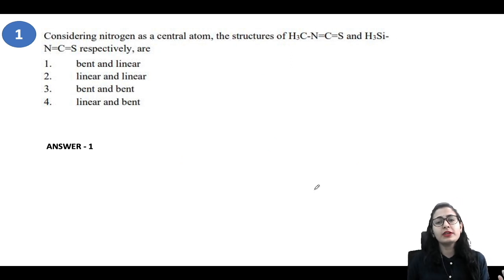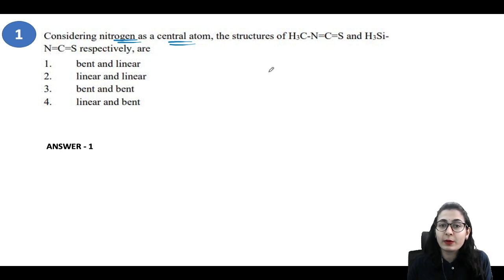Okay. So here you go. We are starting with section B questions and then we move onwards to section C questions. Also guys, there are a lot of questions, more than 40, so we are going to be discussing this very fast. Okay. So first one: considering nitrogen as a central atom, the structures of these two respectively are.